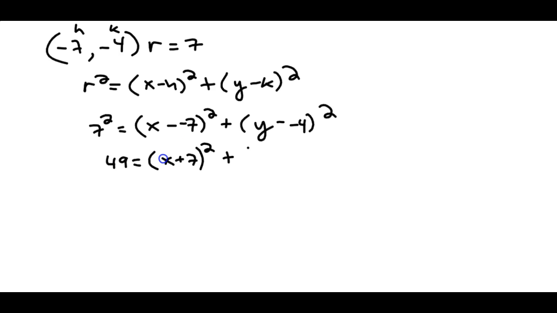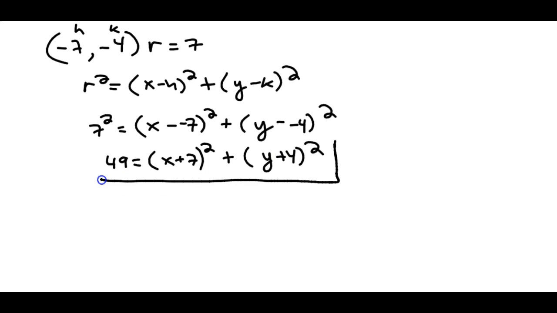Remember, we've got to clean up our negatives. Minus negatives, we clean them up. y minus a -4 is y plus 4. And this here is our answer. So there, once again, they gave me the center and they gave me the radius, made it nice and easy for me. Let's look at a case where they don't.